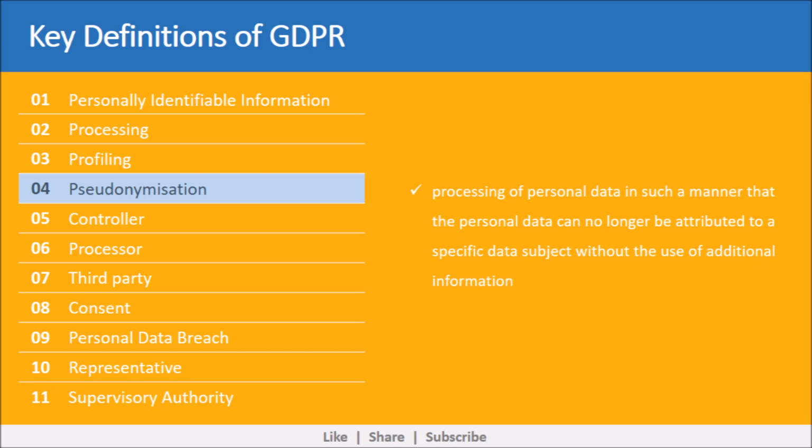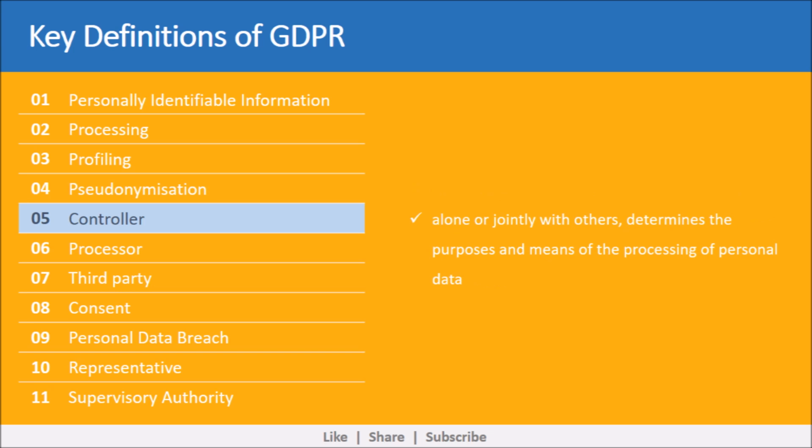Pseudonymization is processing of personal data in such a manner that the personal data can no longer be attributed to a specific data subject without the use of additional information, provided that such additional information is kept separately. Also, it is subject to technical and organizational measures to ensure that the personal data are not attributed to an identified or identifiable natural person.